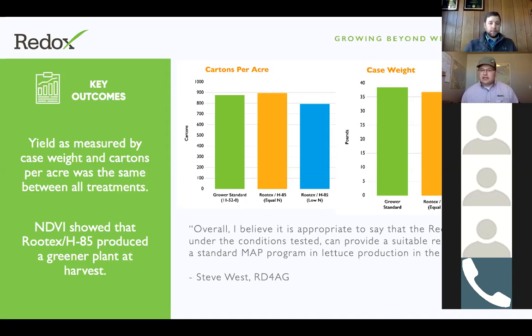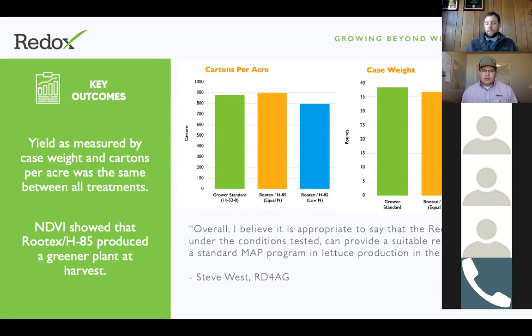We had a slight decrease in cartons per acre with the lower nitrogen rate, and the case weights were all pretty similar. But it was pretty interesting to see what we could do with that drastic decrease in phosphorus in that early season application. And this is their only shot of phosphorus throughout the season, that one heavy application up front. Just because the way they farm in Yuma, it's hard to get in-season applications on.